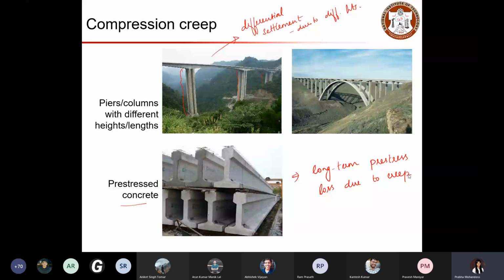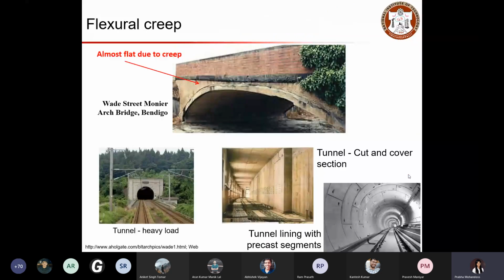And then you can expect your member to experience flexural creep when subjected to flexural loading conditions. This is actually an arch bridge, but here you can see, because of the flexural creep, this portion actually became almost flat. This image was taken from Wad Street Mania.